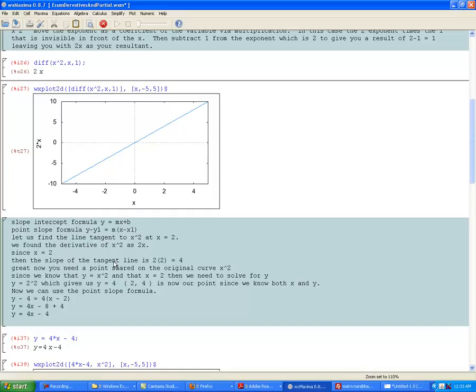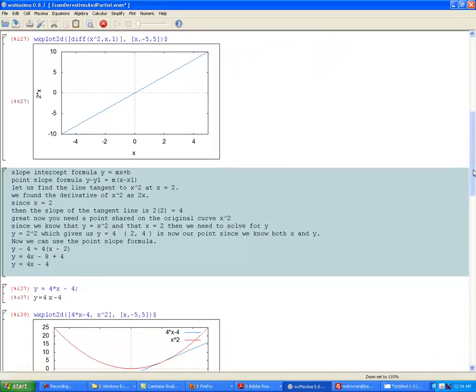Then the slope of the tangent line is, okay, so I already did that. Great, now you need a point shared on the original curve for x squared. So that means we need to calculate that point being shared. Alright? So that's going to be important.